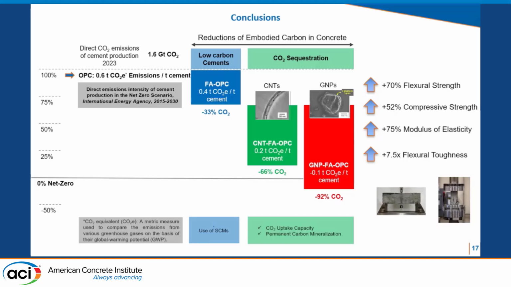And with that, I would like to conclude this presentation. I'm giving you an overview here of the direct emissions, calculated as the CO2 equivalent metric, to compare the emissions from various greenhouse gases on the basis of their global warming potential. Clearly, nanoengineering the material is the way to go if we want to modify the carbonation kinetics. Thank you very much.